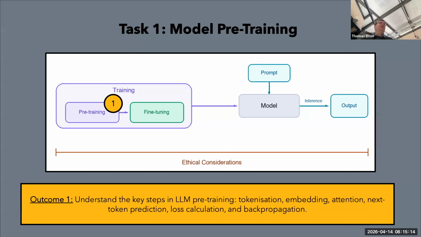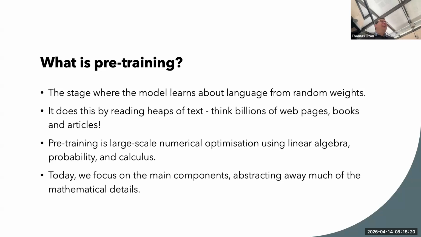So let's get straight into it with task 1, looking at model pre-training. Now, as a recap of what pre-training is, this is the stage where the model learns about language, starting from random weights. The process it does to do this training is it reads heaps and heaps of text. So we're not talking about 1 or 2 books, 1 or 2 articles, we're talking about billions of them.